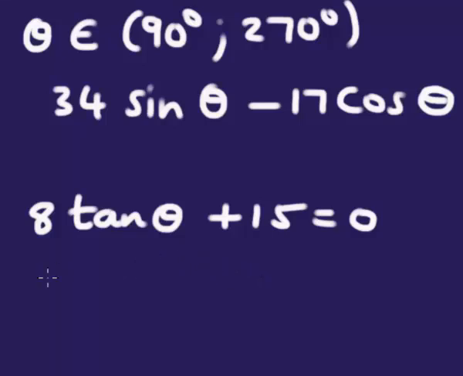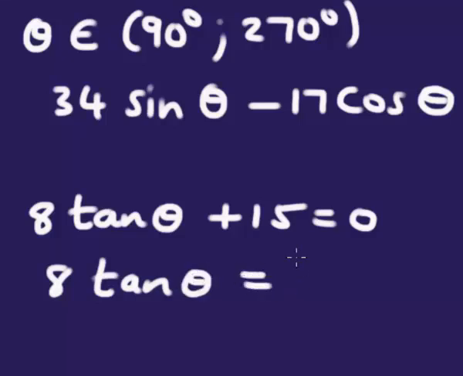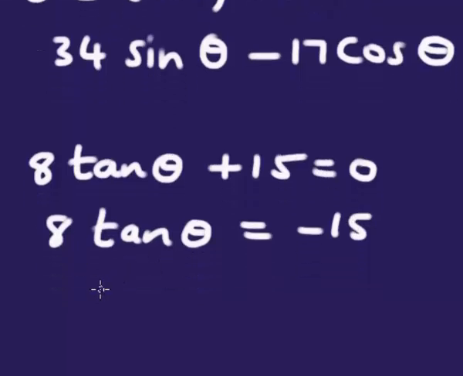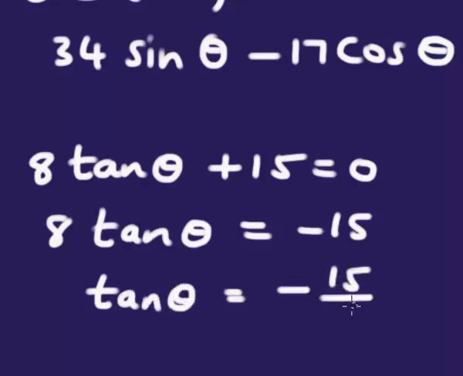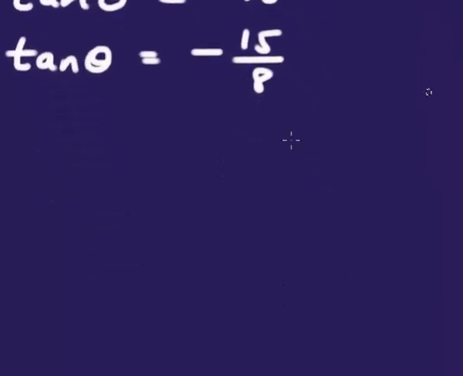Now the first thing we do is we're going to see what this is. We bring the 15 over and it becomes negative 15. Now divide both sides by 8. So you're left with tan theta is negative 15 all over 8. And that's great, but before I do anything else, I need to find out where I am. So I'm going to draw my little coordinate diagram here. Let's see where we are.